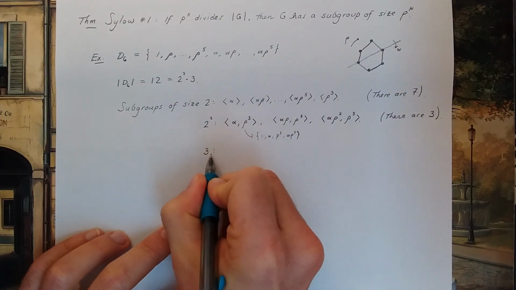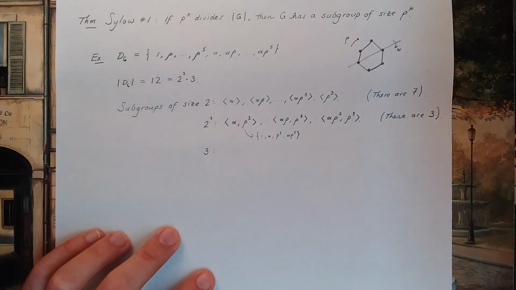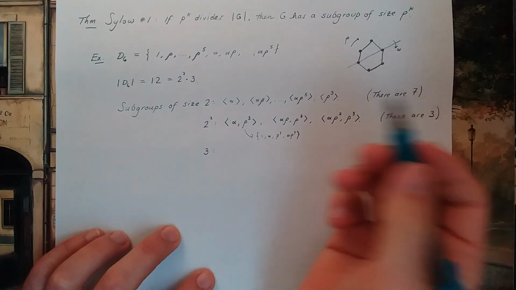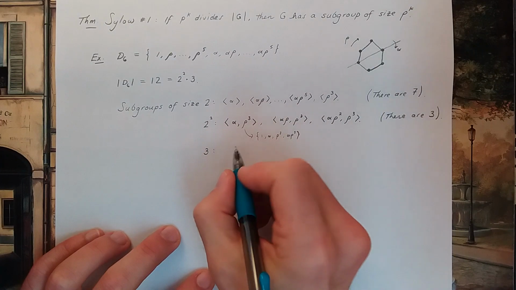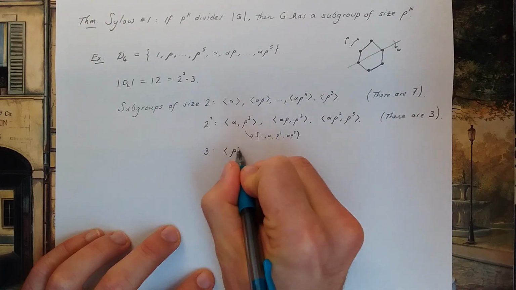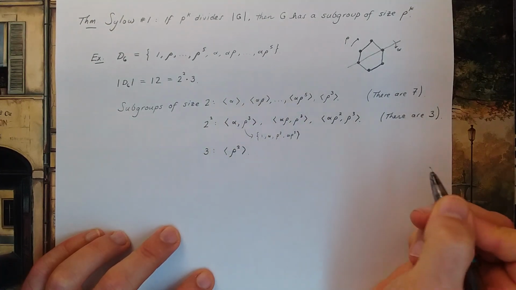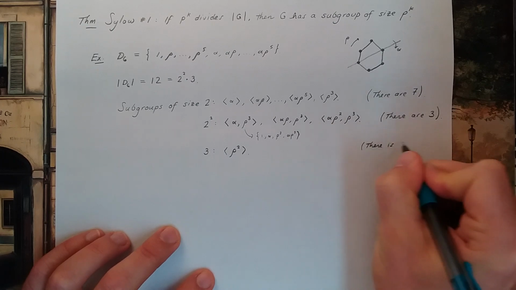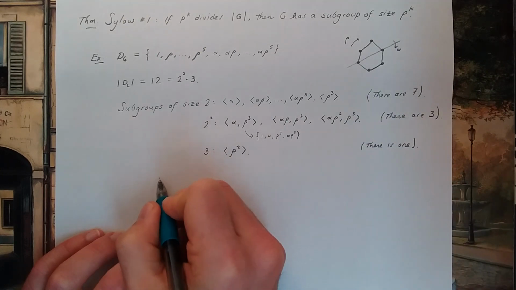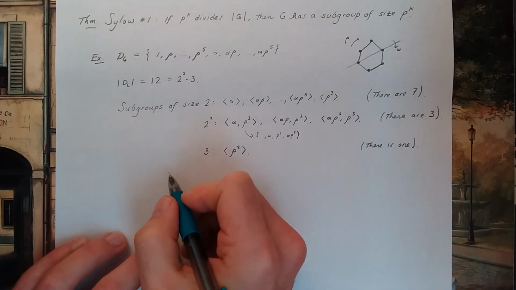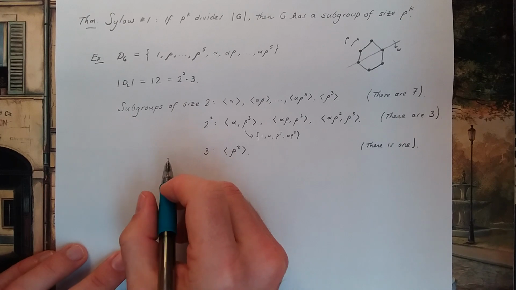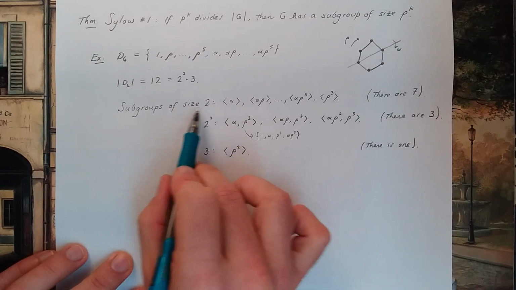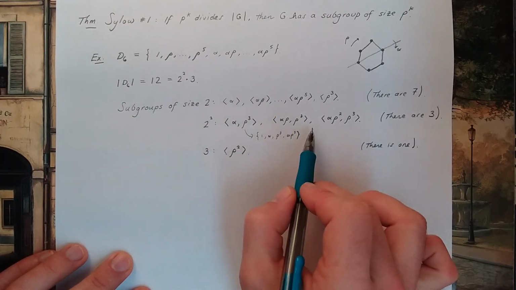3 is also a prime that divides the size of the group. So Sylow's theorem says there has to be a subgroup of size 3. There's only one of them. It's the subgroup generated by rho squared. So some of these subgroups we'd like to study in further depth.